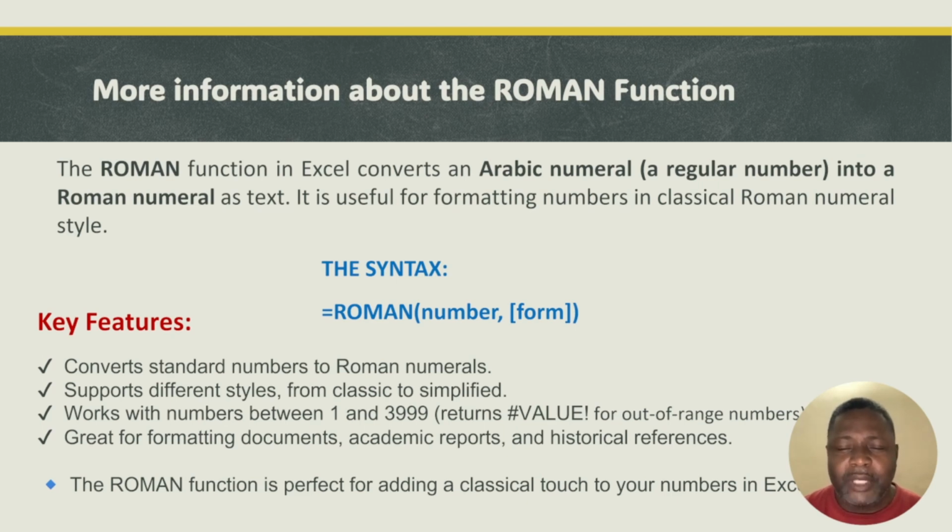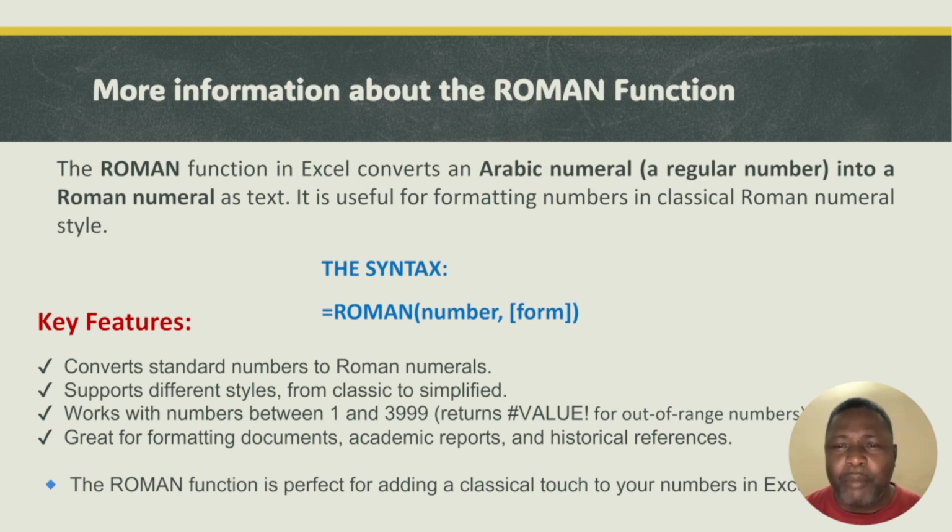So we have the syntax: equals ROMAN, we provide the number, and then the form, because there are several forms of the Roman figure, and we're going to see them in the example. Now, the key features here are that it converts standard numbers to Roman numerals. It supports different styles, from classic to simplified. It works with numbers between 1 and 3999.